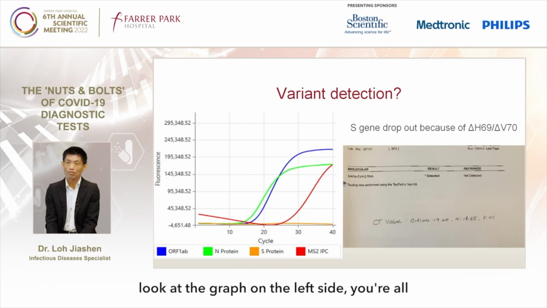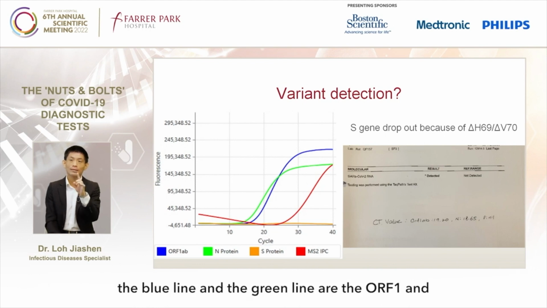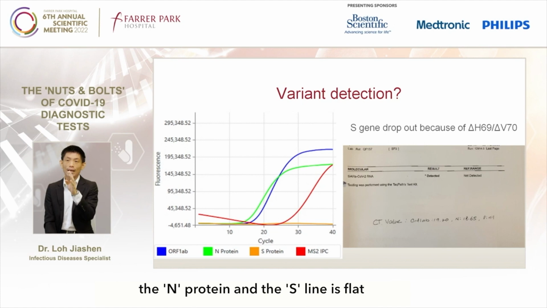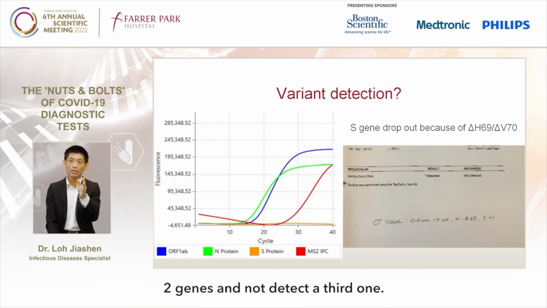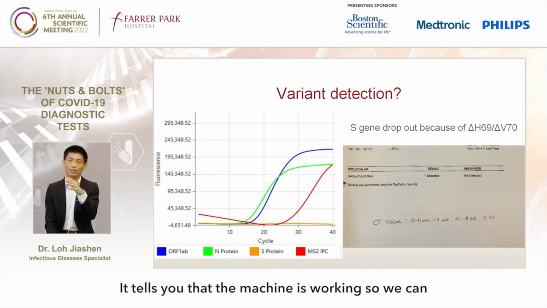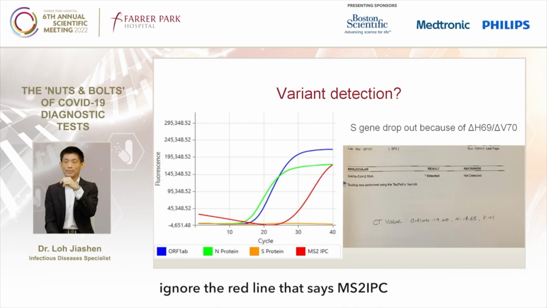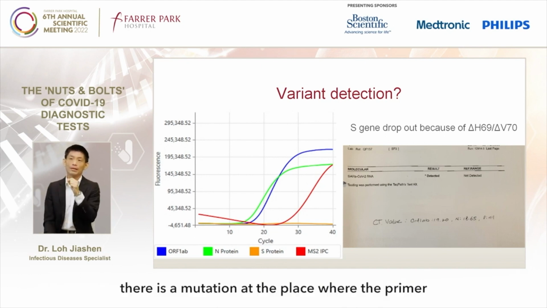If you look at the graph on the left side, you're all familiar with this S-shaped curve I showed earlier. The blue line and the green line are the ORF1 and the N protein, and the S line is flat. So on the thermocycler, it will detect 2 genes and not detect a third one. The red line is a control. It tells you that the machine is working, so you can ignore the red line that says MS2 IPC. So that's a control.